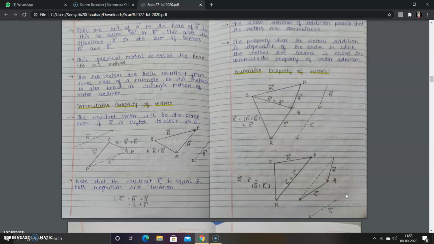In this property, what we have to see, that two vectors are said to be commutative when they are showing the property that a plus b vector is equal to b plus a. I mean to say, when you have to add the two vectors, then the resultant will be same when you add the two vectors by changing their order.